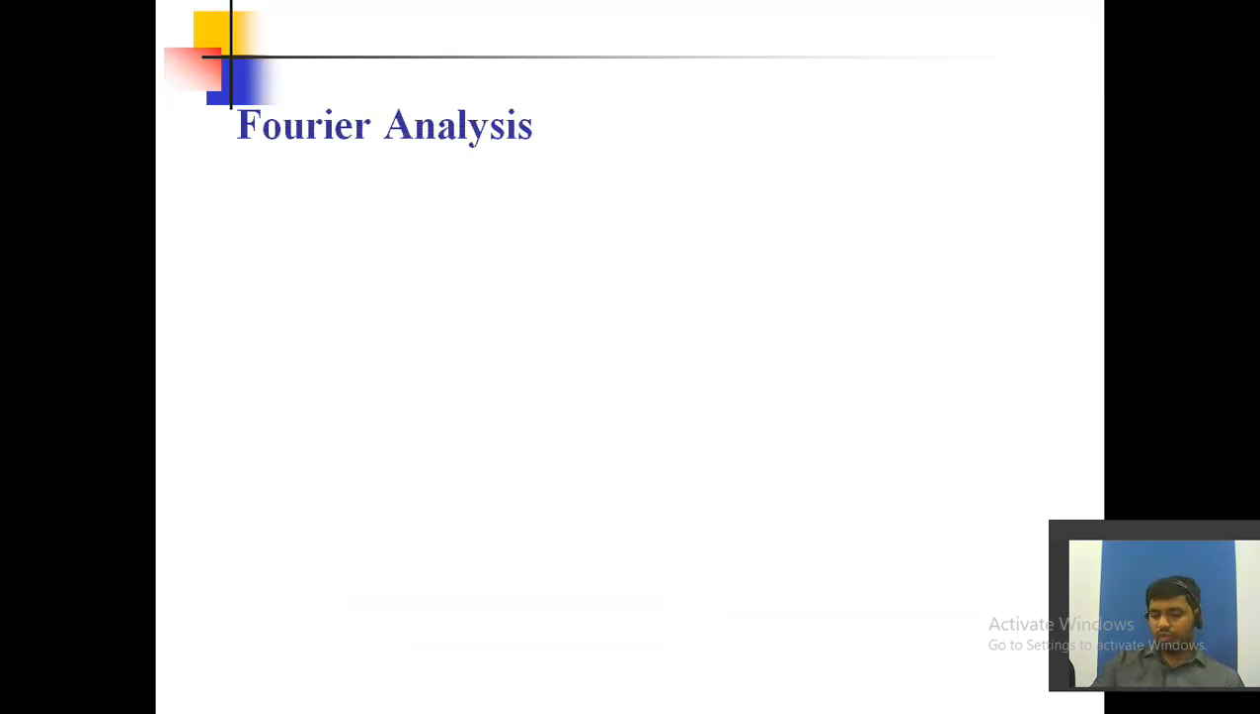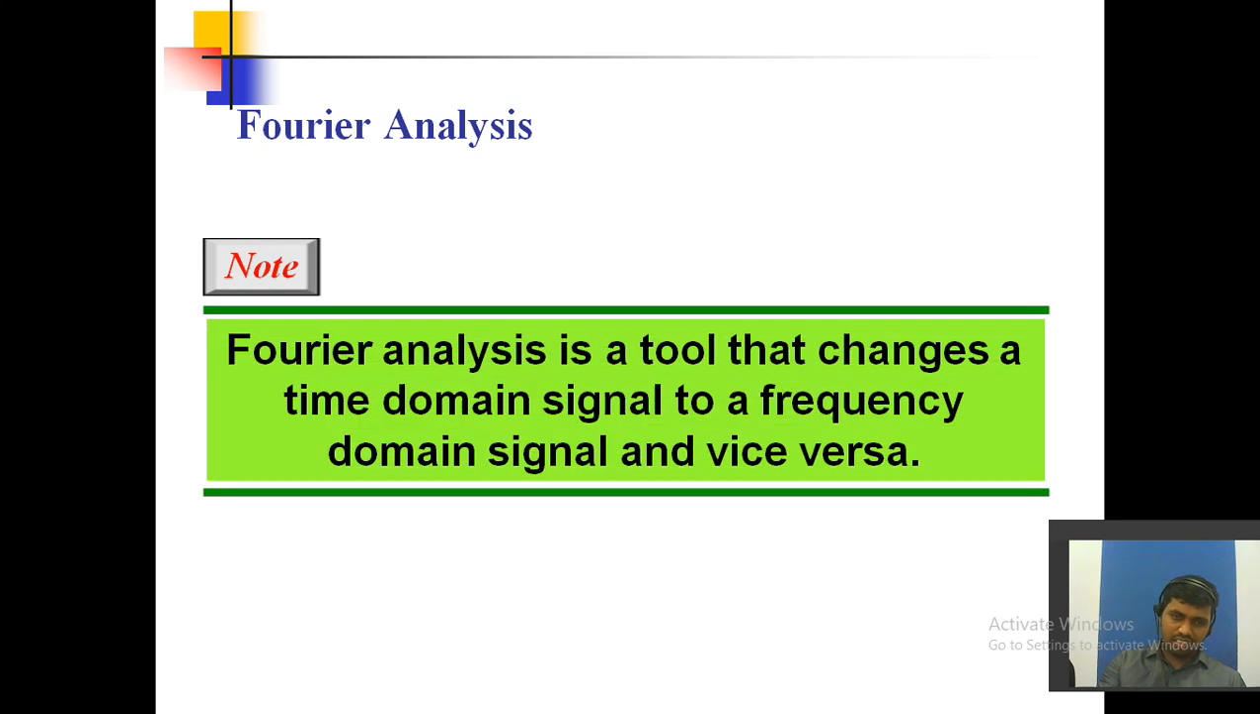Okay, so coming to the Fourier analysis. So here there is one note for the Fourier analysis. Fourier analysis acts as a vice versa. Here, what is meant by vice versa and what does it do? Before going to the Fourier analysis, I want to discuss one topic. The topic name is compiler. Here, what is meant by compiler?